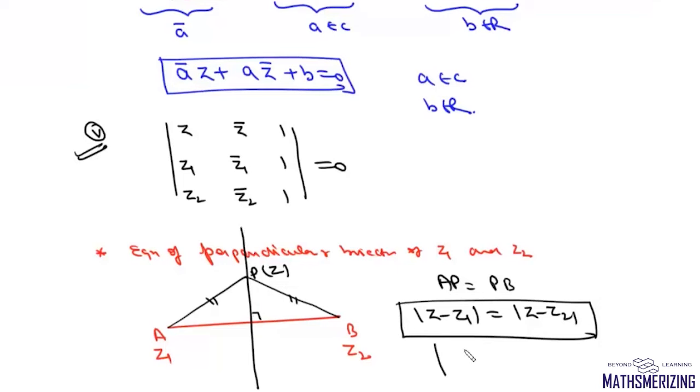And in some cases, they may also write it as mod of (Z minus Z1) upon (Z minus Z2) equal to 1. Then this equation will represent a straight line which is the perpendicular bisector of Z1 and Z2. But in that case, mind it, the coefficient of Z must be 1 in both numerator and denominator. If it is not 1, then it may not represent a straight line.